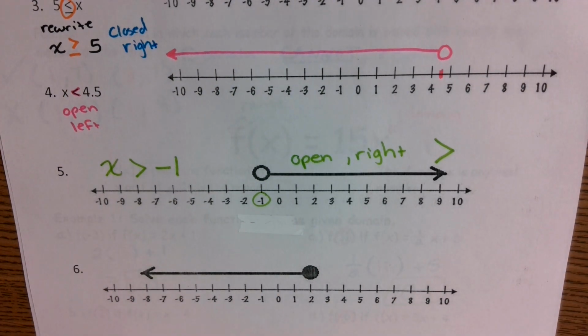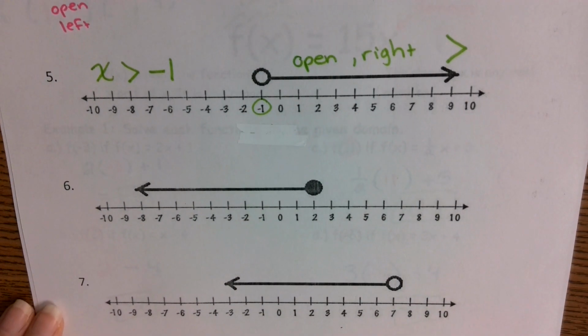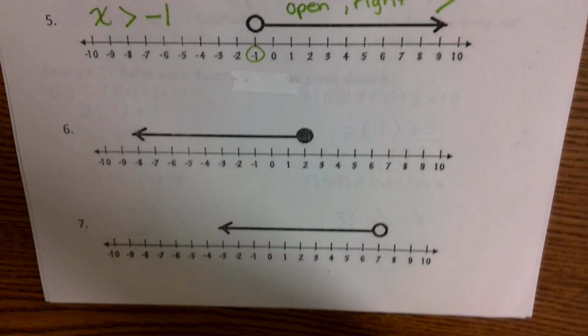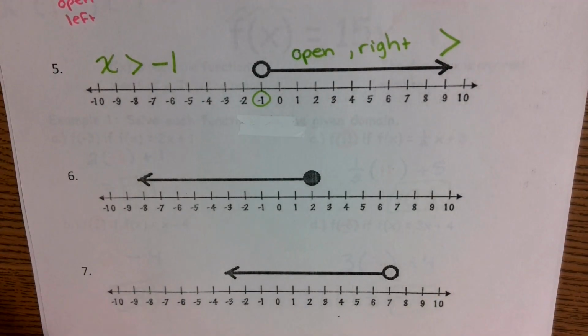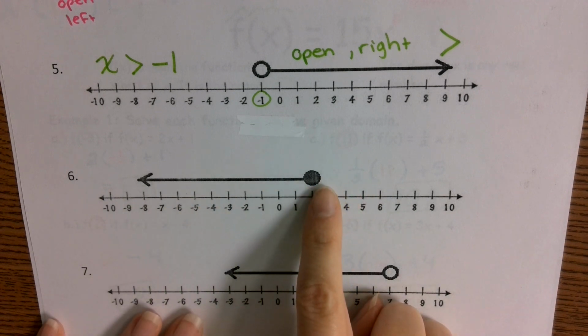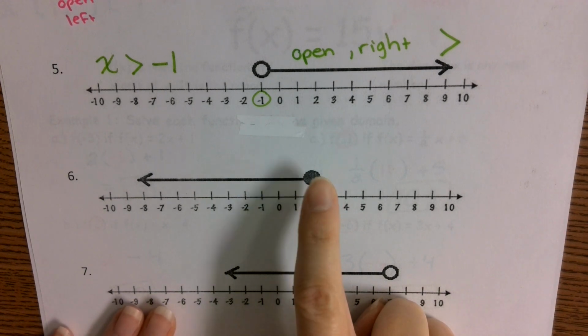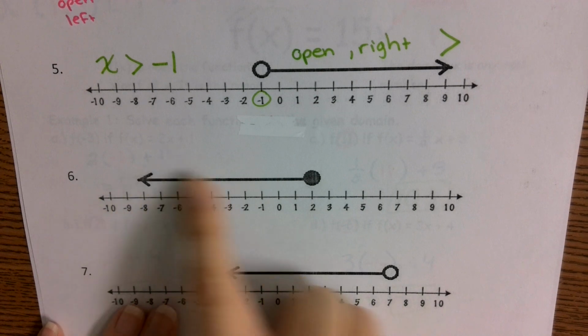Okay. All right, taking a look at problems 6 and 7, I want you to identify what the inequality symbol is going to be. Based off of it being open or closed and going to the left or to the right, what inequality symbol is represented in that situation. Okay, so based off of here, is this going to be an open or closed circle? Closed, because it is filled in, right? It's a closed circle, so it means it's going to have an equal line underneath it.